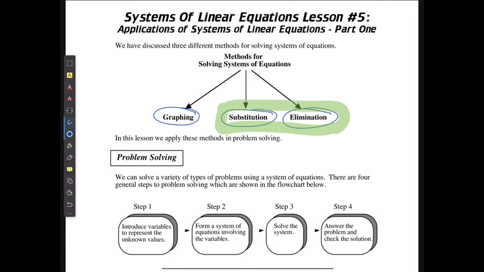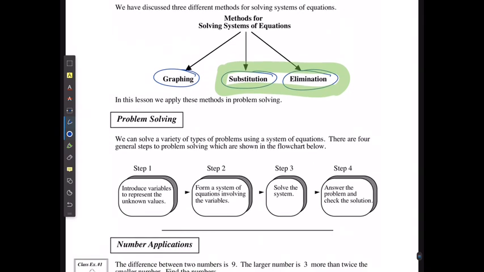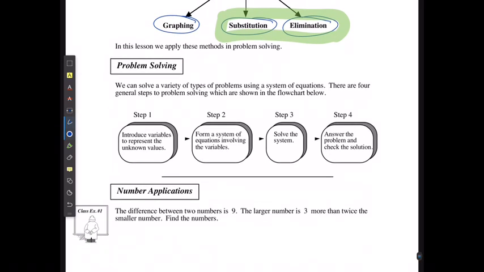When we're problem solving, we can solve a variety of types of problems using a system of equations. There's four general steps. Step one is we need to introduce the variables and then state what they represent. Step two is we're going to create the equations. Step three is we're going to solve the system. And then step four is we're going to answer the problem and then check to make sure that our solution makes sense given the context of the problem.